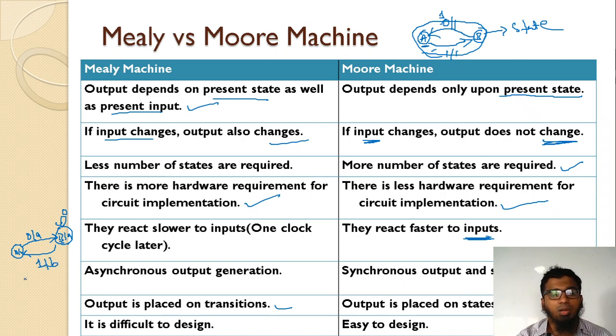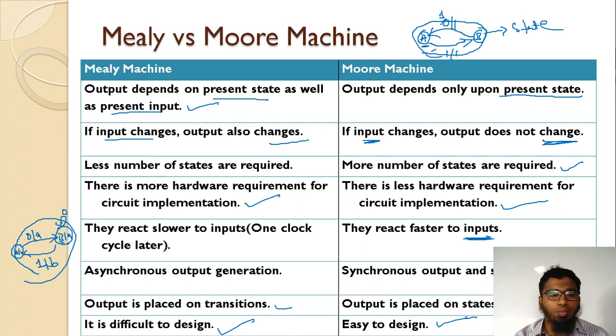So here is a simple example. For output placed on transition, 0 is associated with A, 1 is associated with B, like this. If output is placed on the state, capital B is associated with small a, like this. And it is difficult to design a Mealy machine and easy to design a Moore machine.